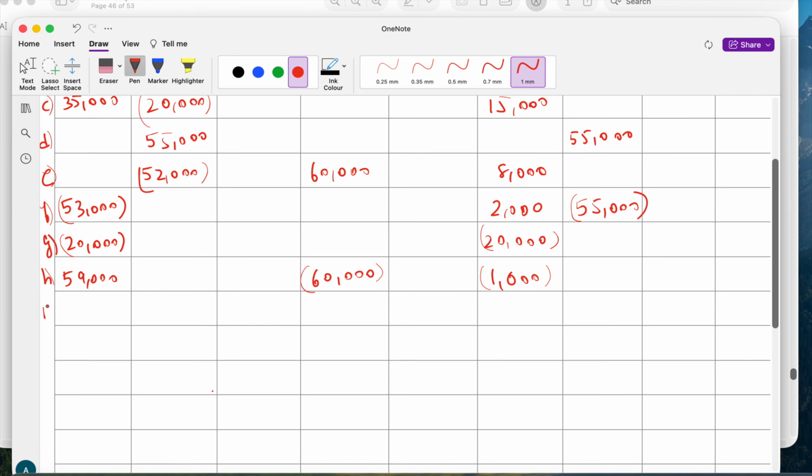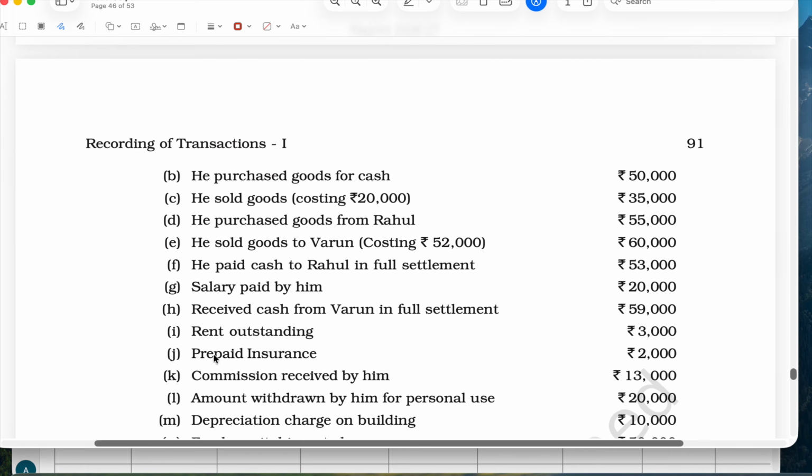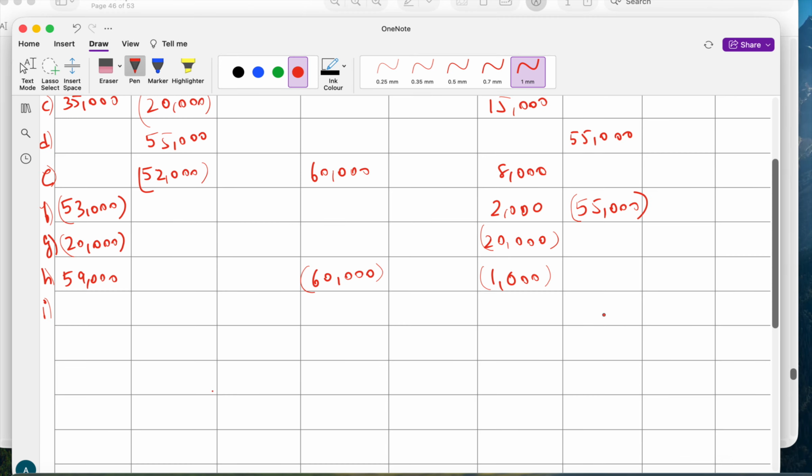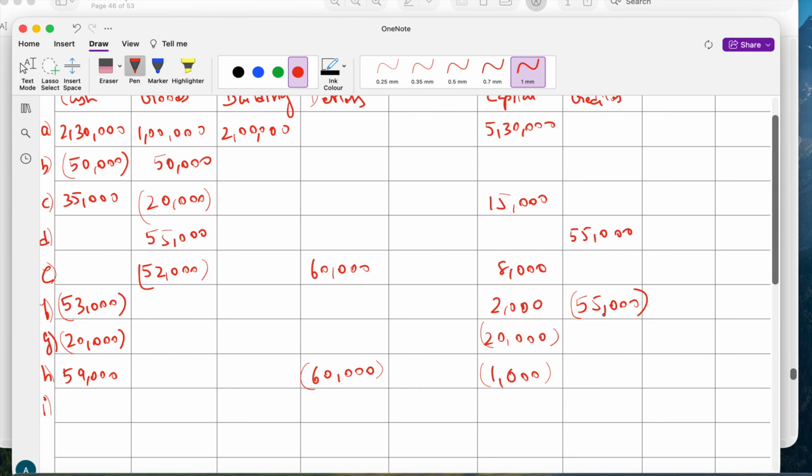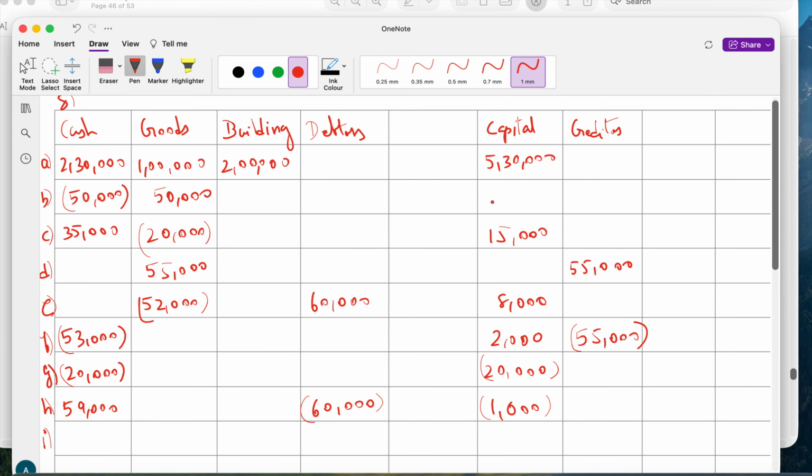Next we have I, rent outstanding 3,000. So outstanding rent we've already seen. That's a liability, 3,000. We will deduct it from the capital since it is an expense. Okay.